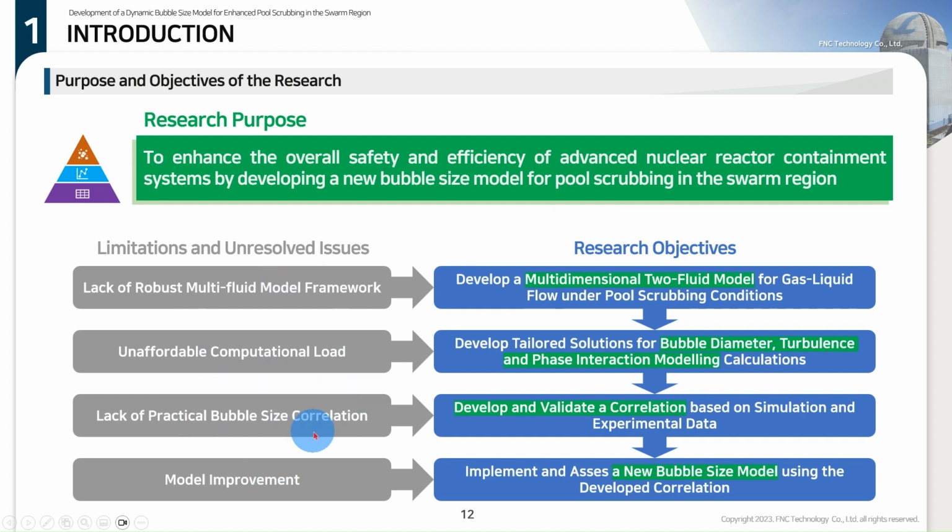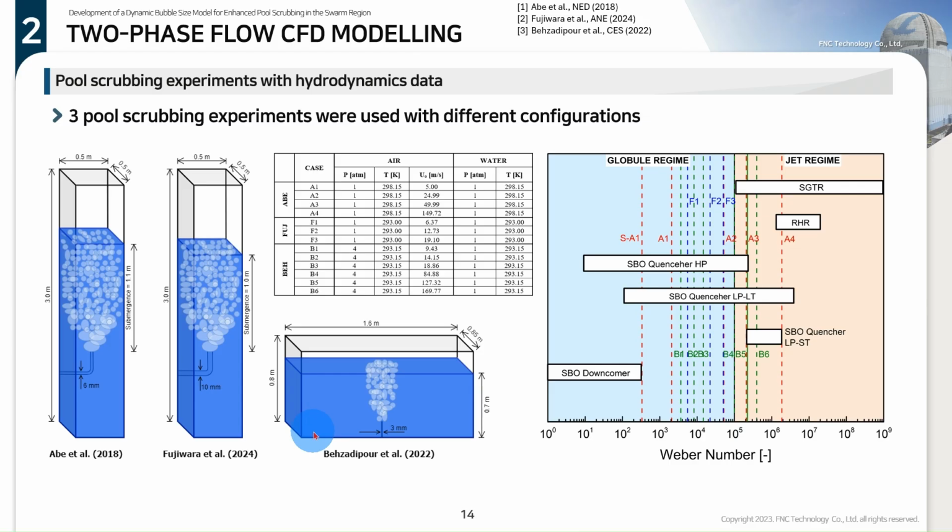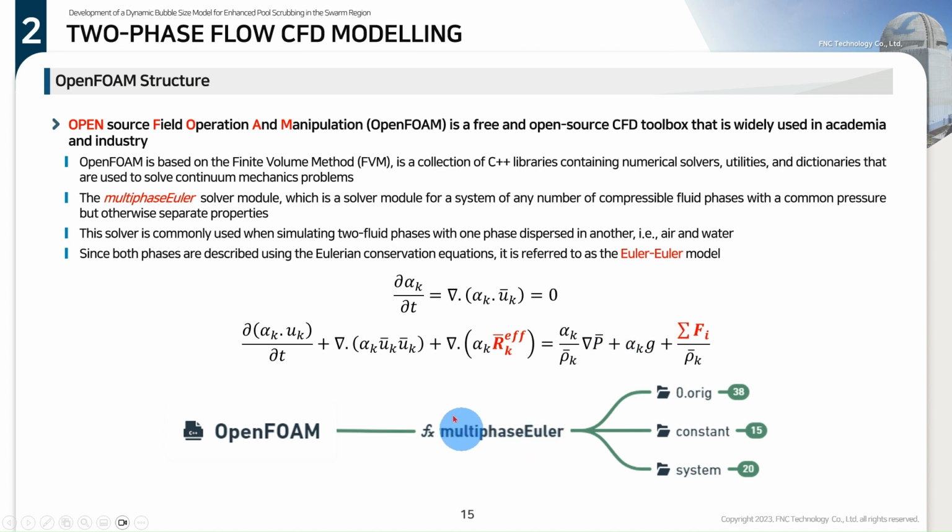The first one is calculating the two-phase flow, and for that I have used 3 experiments with different inlet conditions, and the research corresponds to a global regime that was designed for example, station blackout conditions in nuclear power plants.